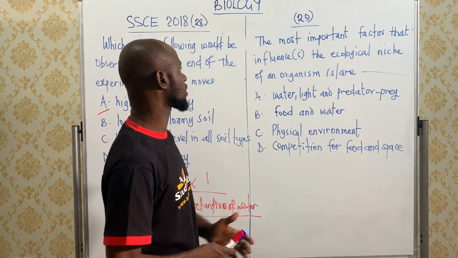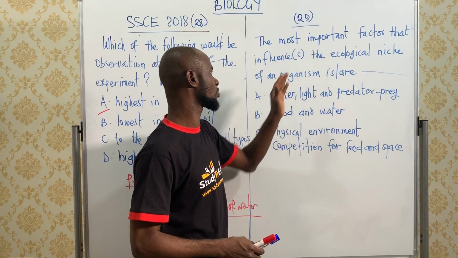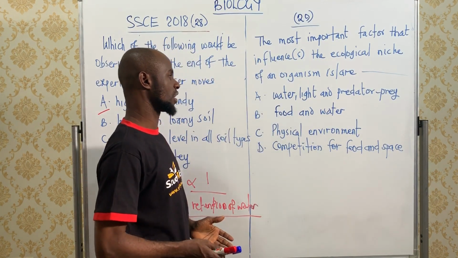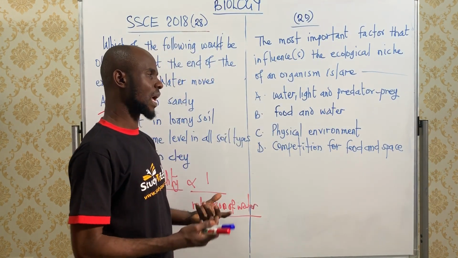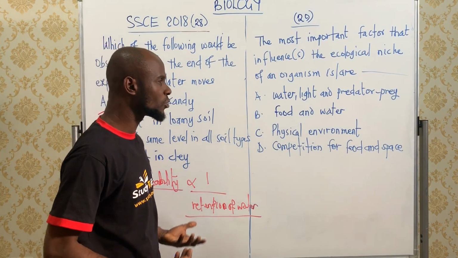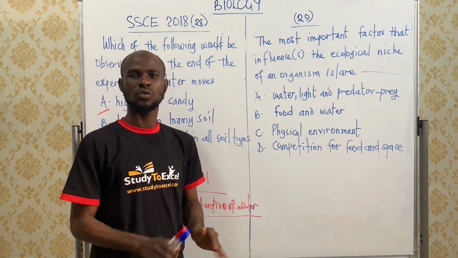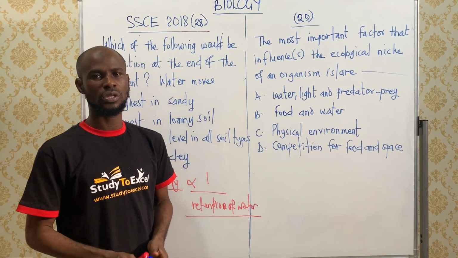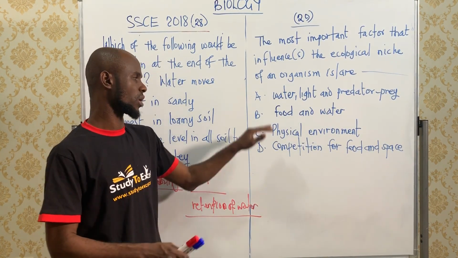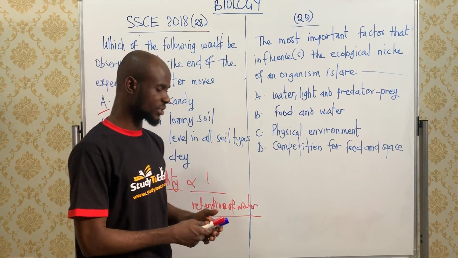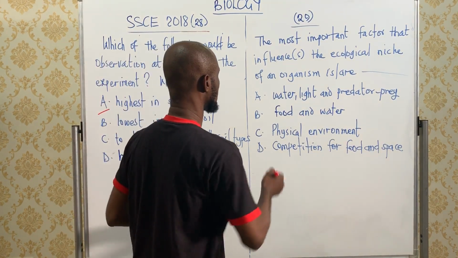The most important factor that influences the ecological niche of an organism is what? Water, light, predator, prey. We might not look at that. The food and water are basic to every ecological niche because all living things require food and water. So I'm going to pick the answer as food and water.